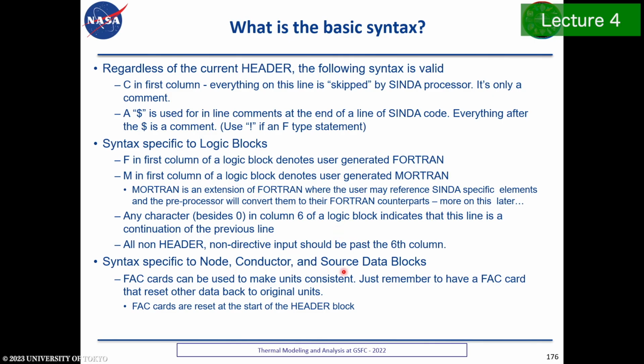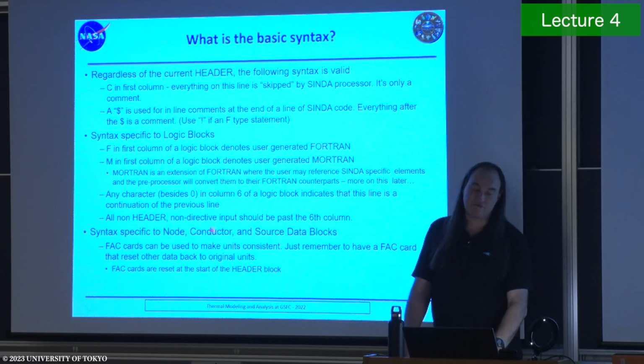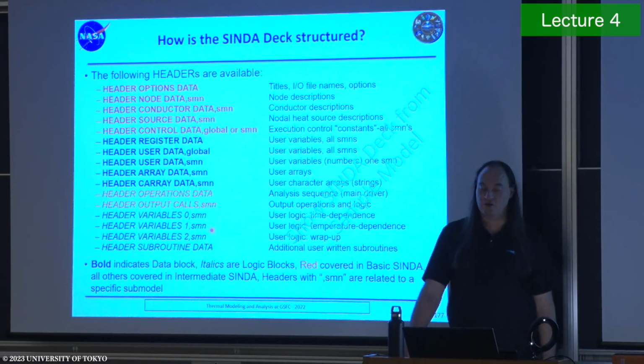Specific to the node, conductor, and source data blocks, there's something called a factor card. Way back in the old days, if somebody sent you something in BTUs per hour foot squared F, and you needed it in watts per K, you would put a factor card in front of it, and everything after that would be automatically converted until you reset the factor. You probably won't find this anymore because everything now is generated by Thermal Desktop and is consistent with the units, but just know that it's there if you get anything really old.